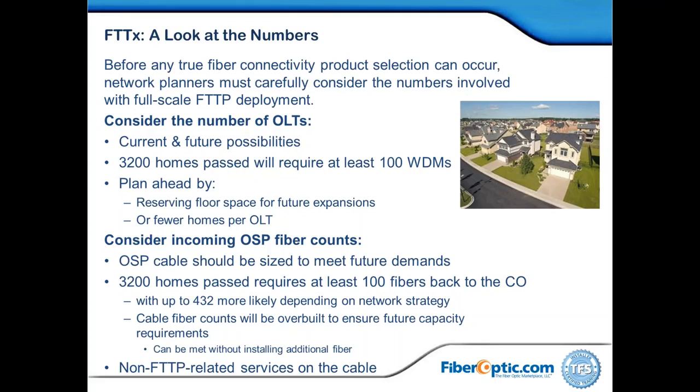So this is a good rule of thumb for a little webinar like this. You know, how many fibers do I put up there? If I were to pass 3,200 homes, that requires at least 100 fibers back to the CO, with up to 432, more likely depending on network strategy. So the fiber counts might be overbuilt, but you want to ensure future capacity. You often see the cable TV companies, as 432 on a pole is almost a common fiber size.